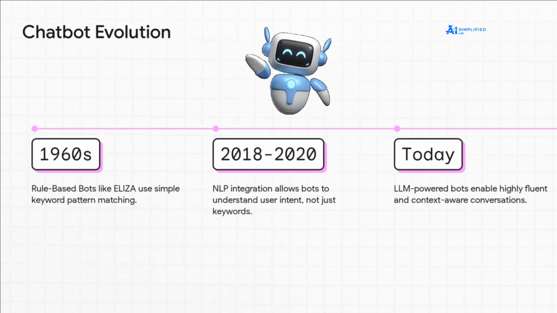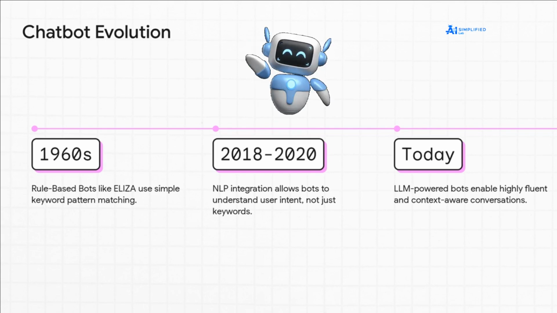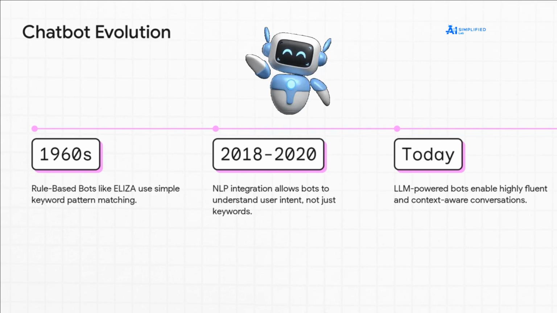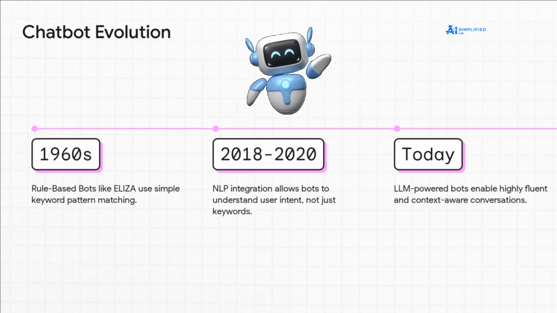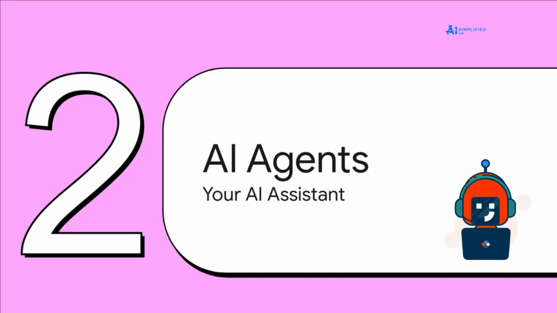And wow, have they come a long way. I mean, back in the 60s, you had these really basic bots like Eliza. They just matched keywords. You type, "I feel sad," and it would spit back, "Why do you feel sad?" Not super helpful. But flash forward to today, and we have these amazing tools like ChatGPT and Claude. They're powered by these massive AI brains called large language models. And they can have conversations that are just incredibly fluent and smart.